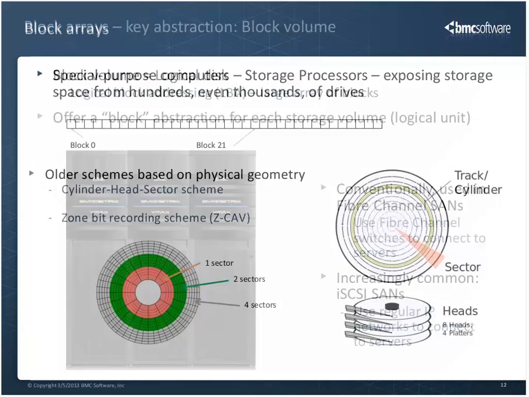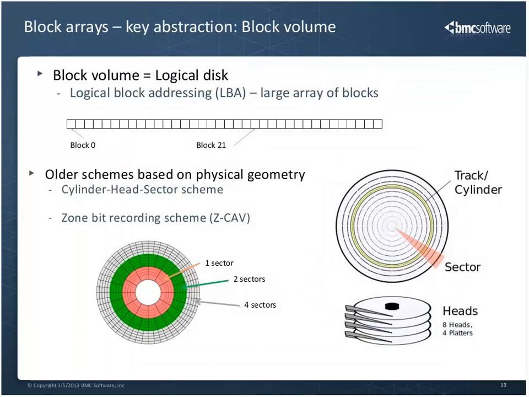The key abstraction of these block arrays, as I said, is a block volume. A block volume is the same as what we might call a logical disk. A logical disk is an abstraction in SCSI. The idea is logical block addressing, or LBA, which is saying that the entire disk is visible as a large array of blocks, starting from block 0 all the way to as many blocks as there are. And this offers a simple and convenient way for protocols and servers to access the storage.